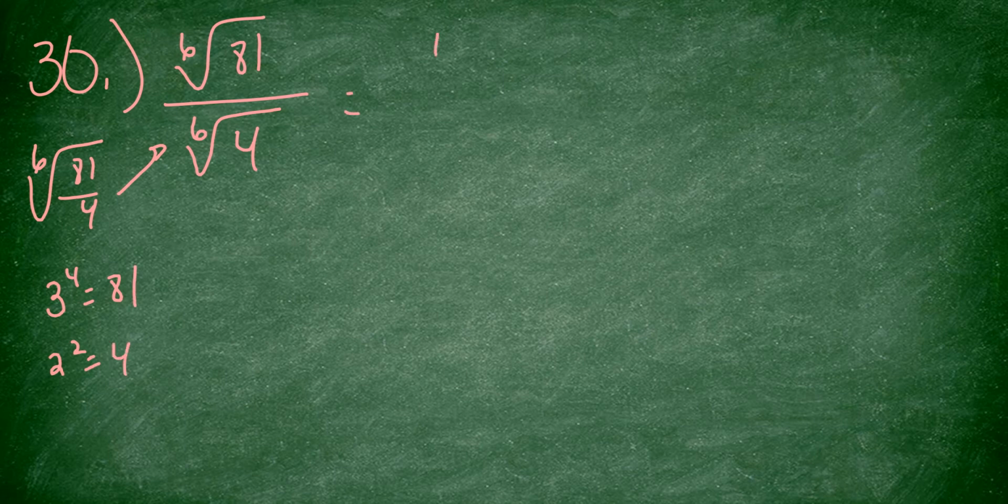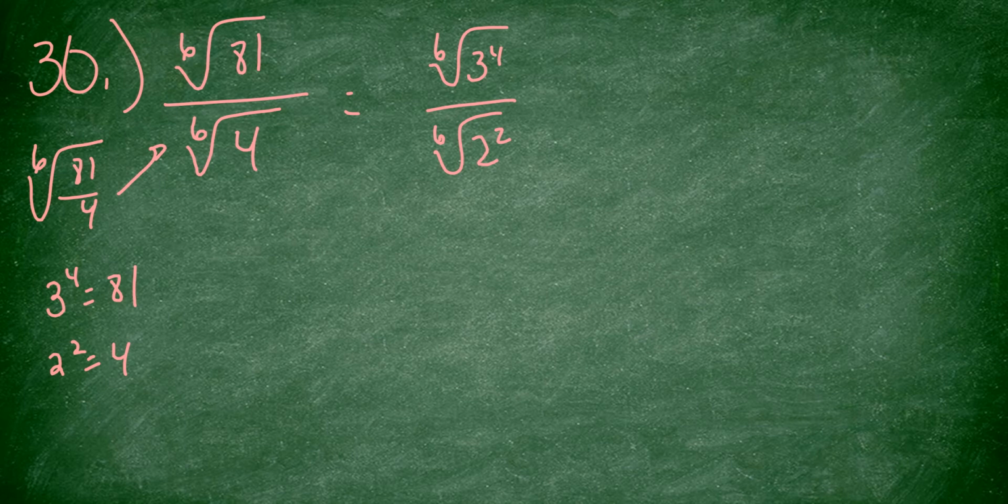Now, I have the 6th root of 81 over the 6th root of 4, because the original problem is the 6th root of 81 over 4. So I take the radical to the top and the bottom, and I end up with this. Now I'm going to use some ideas here. I'm going to say 3 to the 4th is 81. I'm going to say 2 squared is 4, and I'm going to rewrite it. Now this is not the only way to do this, but this is going to be the way to simplify the radical and actually make the radical smaller, which is kind of hard to do most ways.